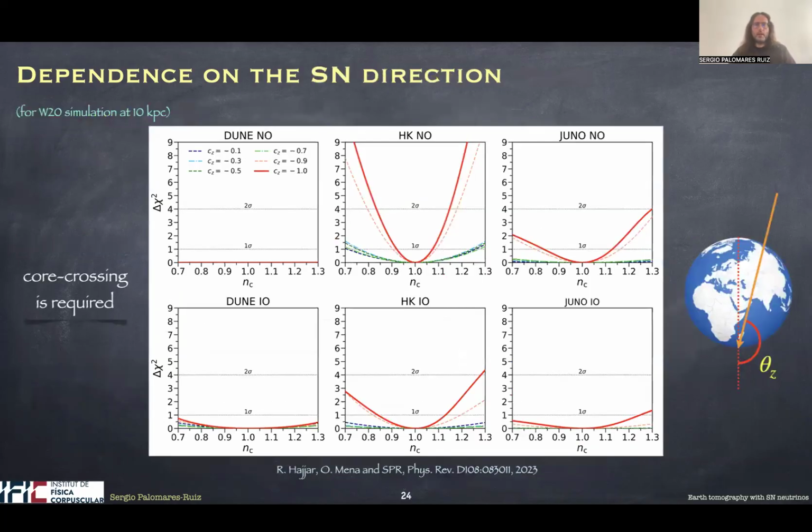Okay, what about the supernova direction? I have only results for neutrinos going through the entire Earth. Here I'm showing you results for different directions, and you see that these are for core-crossing neutrinos, and this is for mantle neutrinos. So we see that core crossing is required for this tomography to be performed.